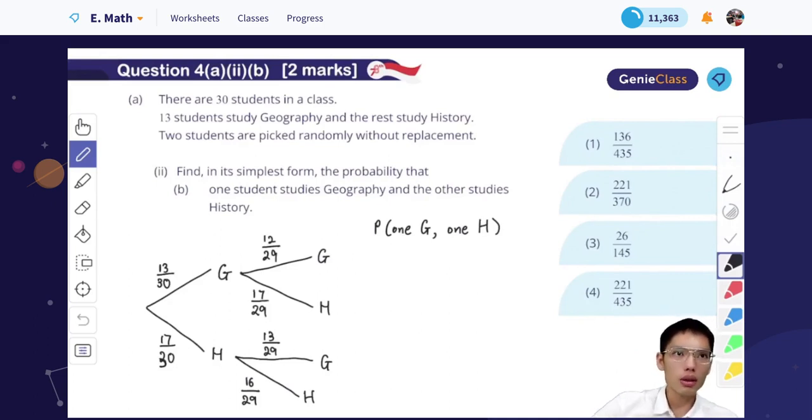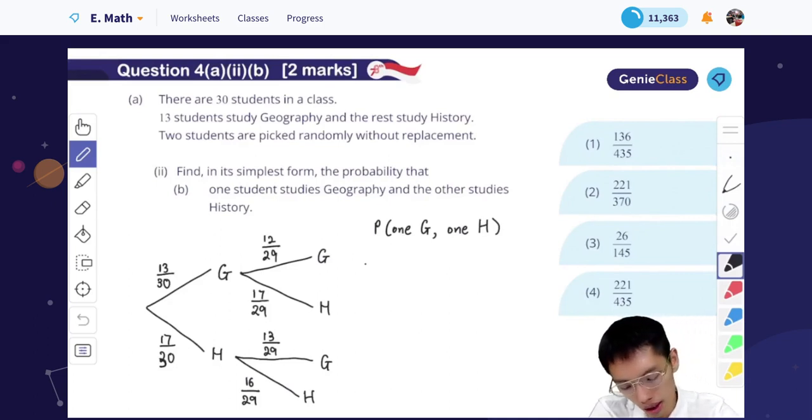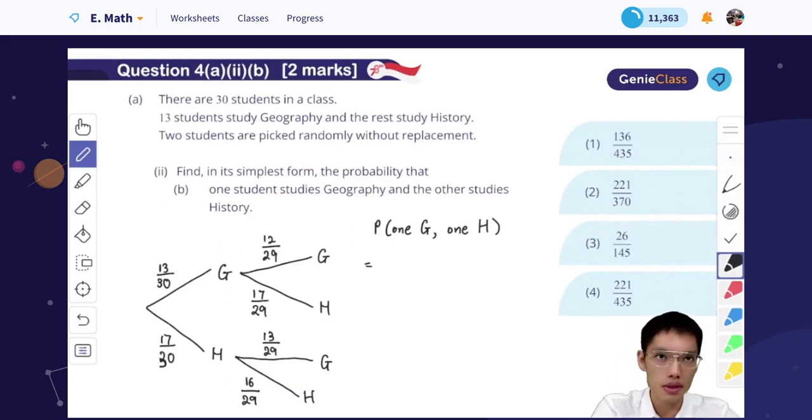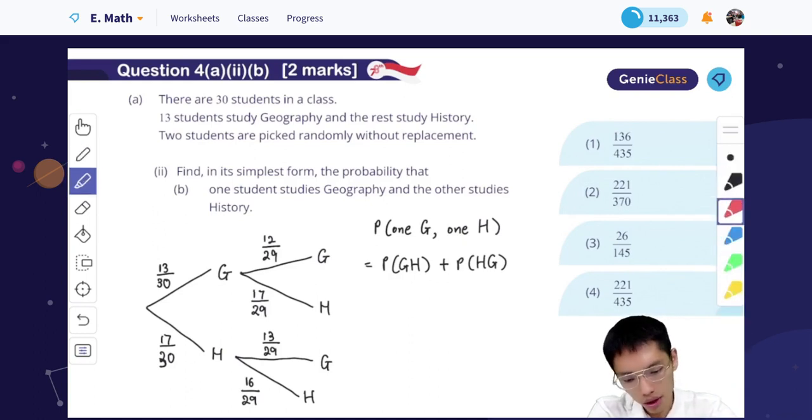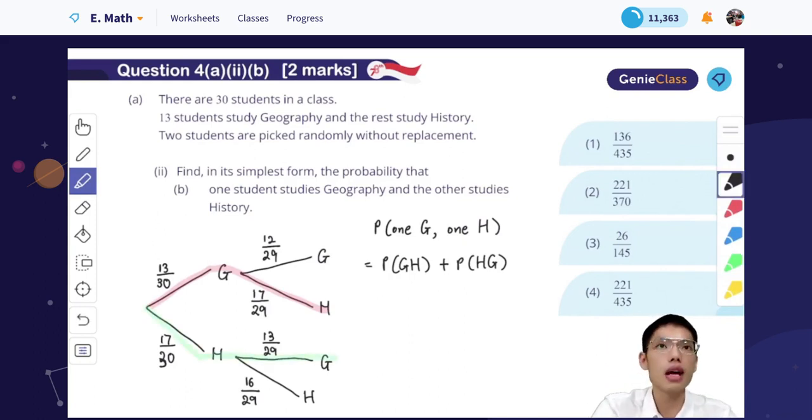So there are many different combinations, and one thing to take note of is that I didn't specify which comes first. So it can be geography first, followed by history, or history first, followed by geography. We know "or" means plus, so it can be this branch, or this branch over here. Therefore, we have to sum them together.